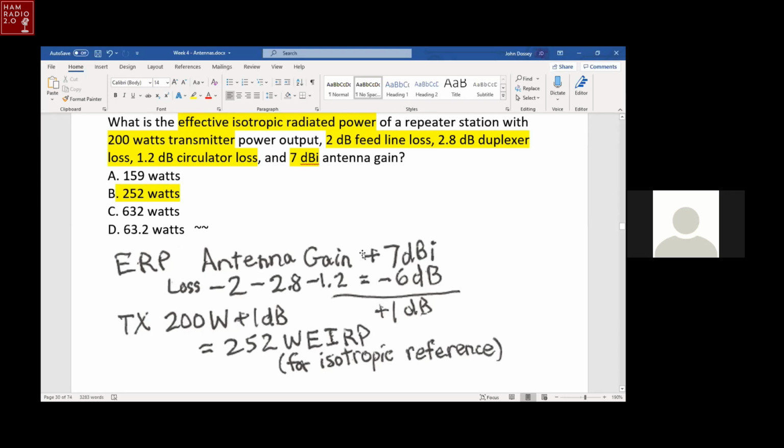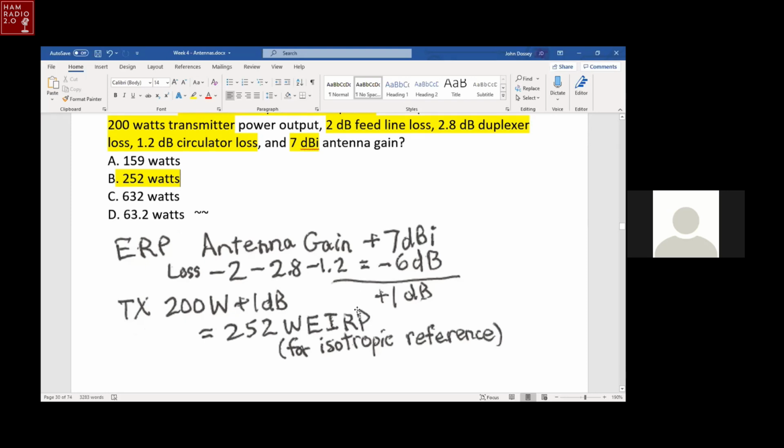It's the same calculation to find ERP every time. You take antenna gain, subtract off the losses, figure out what the net gain is, and it's transmit power plus the net gain. It could come out to be a loss. So your ERP is less than the transmitter output power. You're eating up all your transmitter power in the losses of all the components. But that's how you figure it.